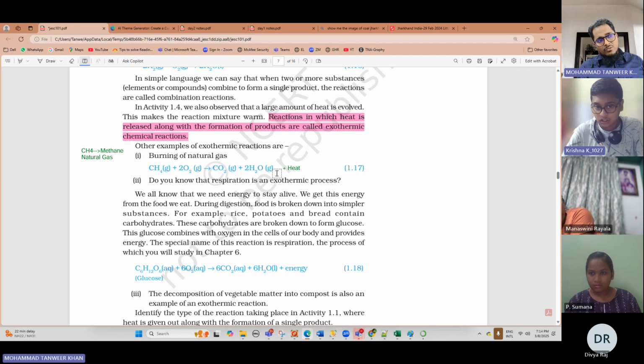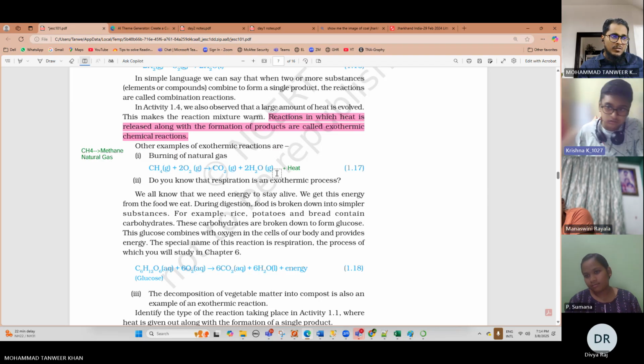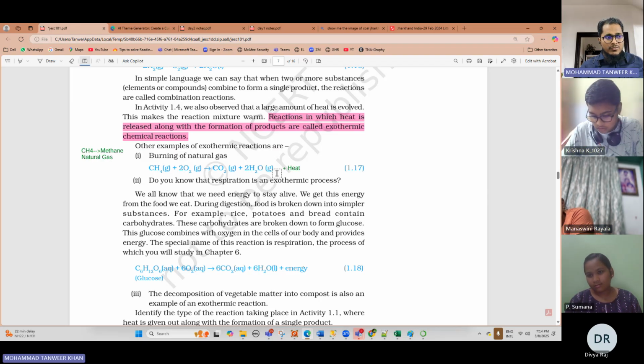Why is this known as an exothermic reaction? Because heat is getting produced in the reaction, right? Okay. What is CH4 here? Methane, also known as natural gas. Correct. Now, is this equation balanced?